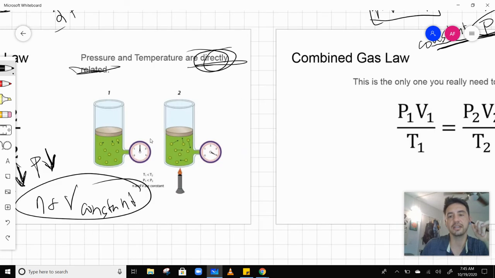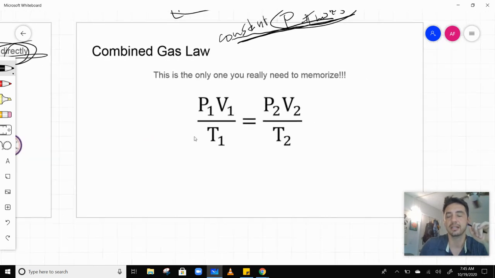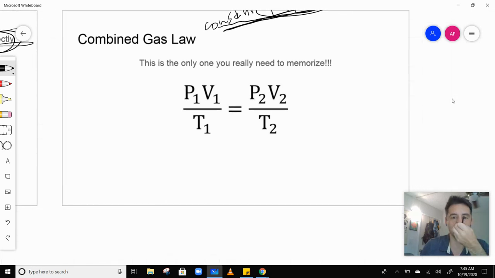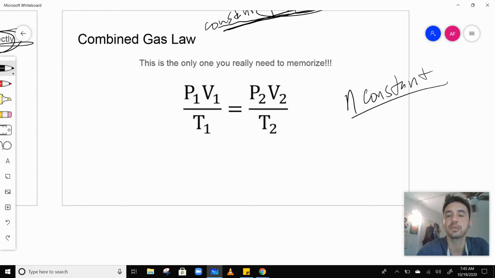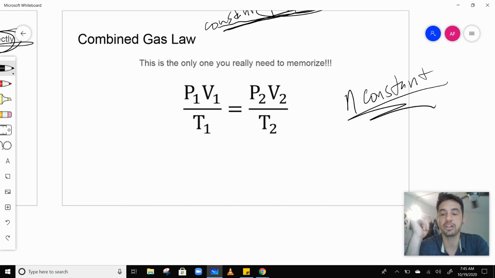Okay, and then the combined gas law. This one we're not going to worry about too much today, but the only thing that's constant here is the number of moles. The number of moles is constant. Pressure, volume, temperature are all changing, and they change in this way here. P1 V1 over T1 equals P2 V2 over T2.